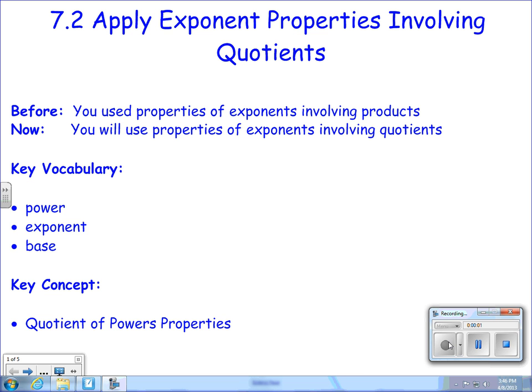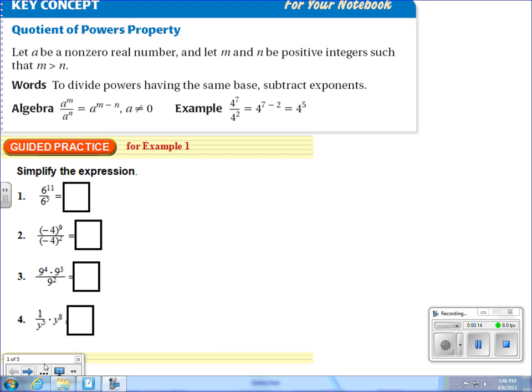7.2, page 441 in our books. Today's goal is to use the properties of exponents involving quotients. Key vocabulary from last week still exists. It's power, exponent, and base. Our key concept, quotient of powers property. Simply put, to divide powers having the same base, we're going to subtract the exponents.